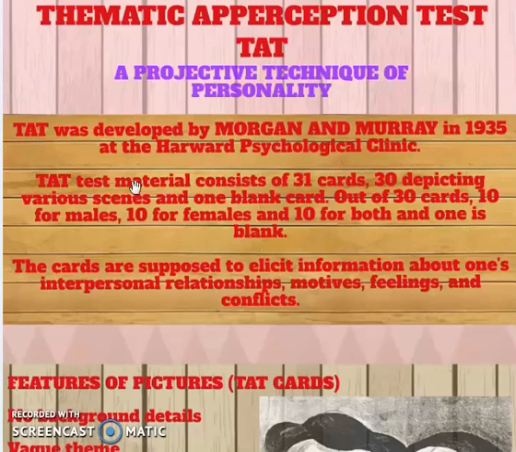The TAT test material consists of a total of 31 cards, out of which 30 depict various scenes related to social relationships and one card is blank. Out of the 30 cards, 10 cards are made only for males, 10 cards are made only for females, and 10 for both. And the last card is blank, not showing any kind of picture. The cards are supposed to elicit information about one's interpersonal relationships, motives, feelings and conflicts.